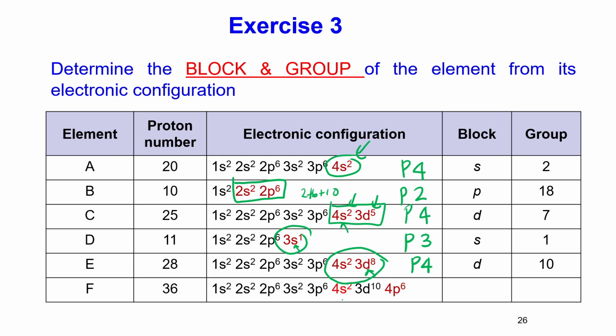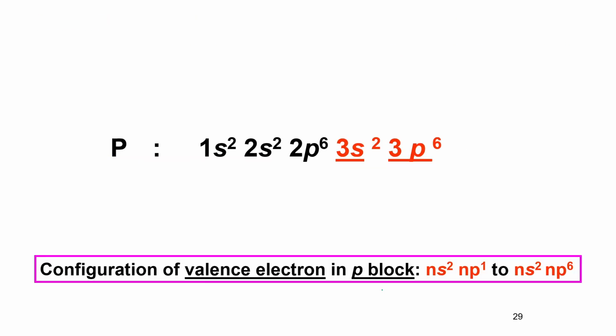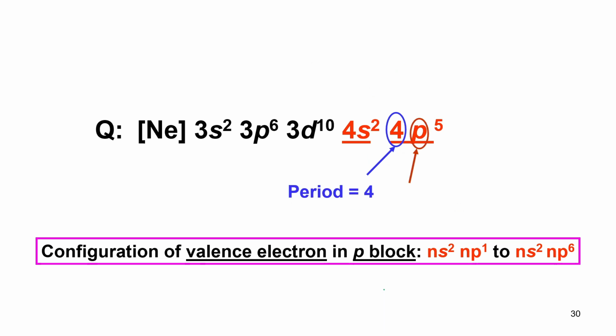Okay, last one, 4s2, 4p6. So period 4, because the largest principal quantum number is 4. It ends in 4p6, so it is block P. To determine the group for block P we need to add 10. So 6 plus 2 plus 10, 18. Okay, these are the explanations for that exercise.